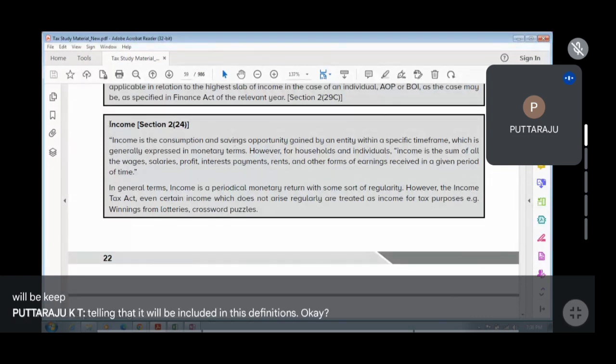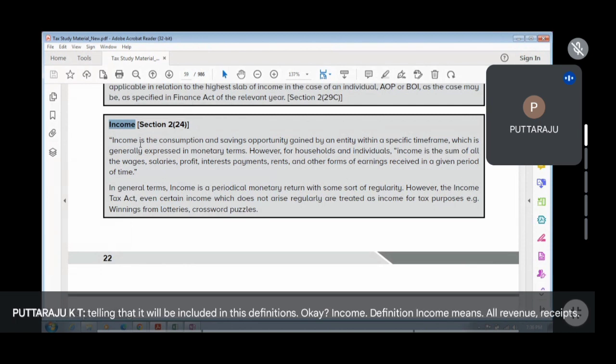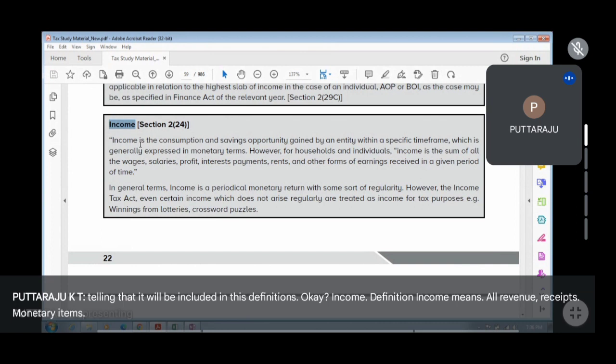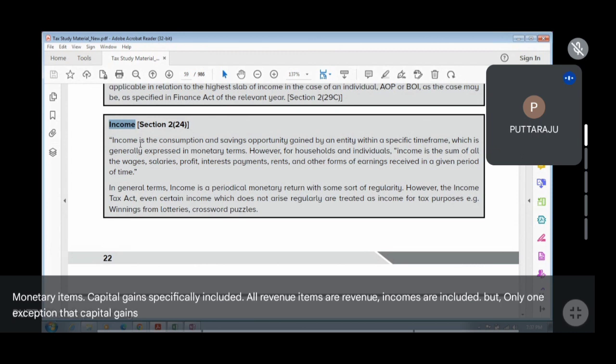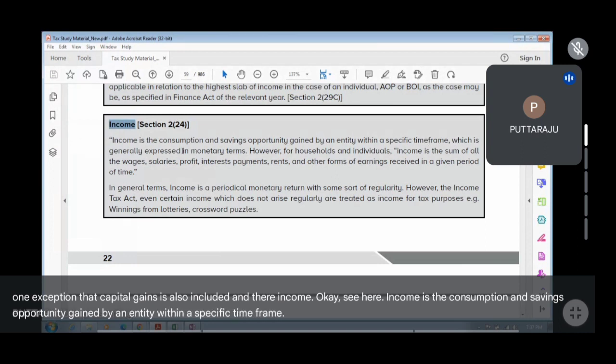Income definition. Income means all revenue receipts, monetary items, and capital gains specifically included. All revenue incomes are included, but only one exception, that capital gains is also included under income. Income is the consumption and savings opportunity gained by an entity within a specific time frame, which is generally expressed in monetary terms. That is nothing but a revenue item.